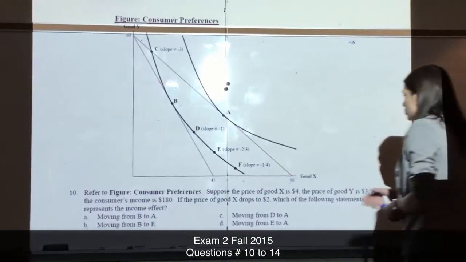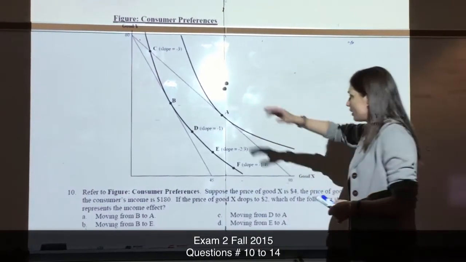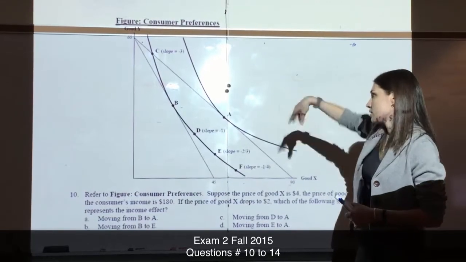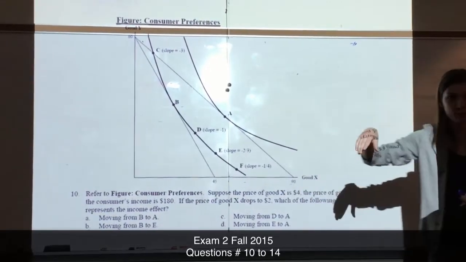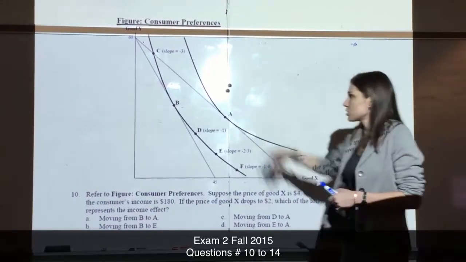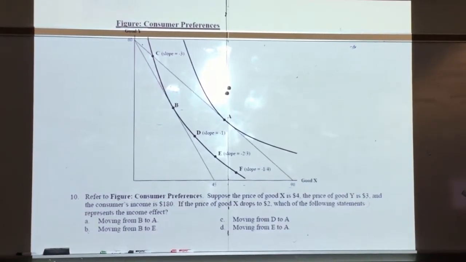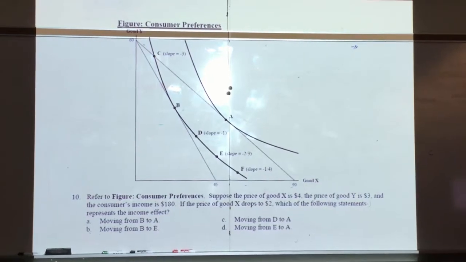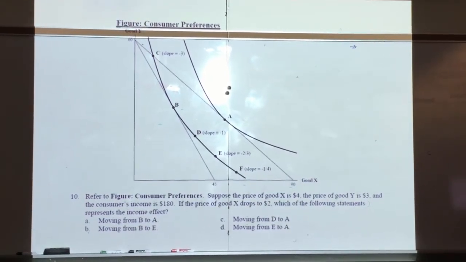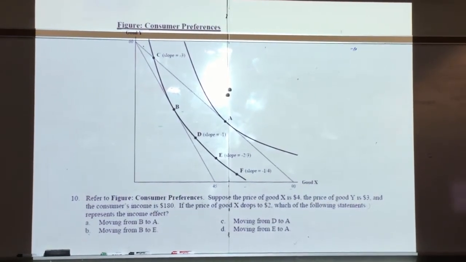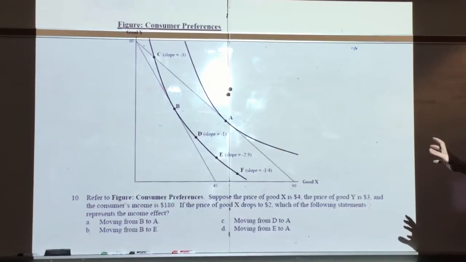So here we have two goods, X and Y, and a couple of budget lines and a couple of indifference curves. We are also given the slopes at some points, so let's see what's going on. Suppose the price of good X is $4, the price of good Y is $3, and the consumer's income is $180. So let's look at that case first.